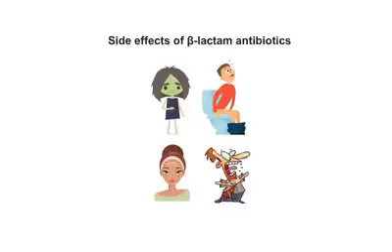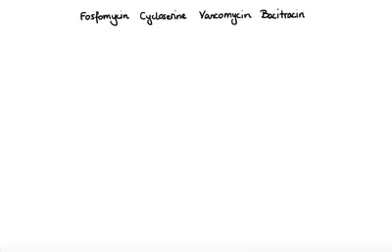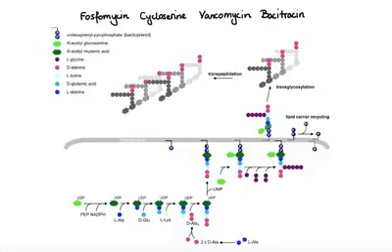Now, beta-lactams are not the only antibiotics that interfere with synthesis of the bacterial cell wall. Four other antibiotics that you may frequently encounter, namely fosfomycin, cycloserine, vancomycin, and bacitracin, also disrupt cell wall synthesis. However, they accomplish that through different mechanisms. In order to gain a better understanding of how these antibiotics work, first we need to take a closer look at the enzymatic steps involved in cell wall synthesis.